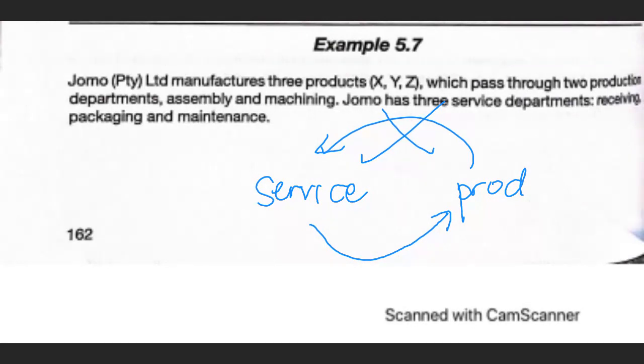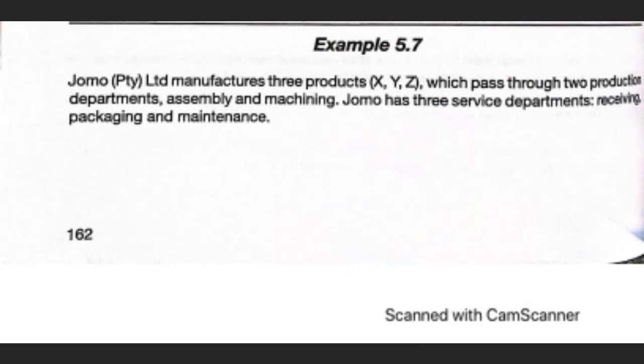So it's exactly the same thing that we're going to do here. So they say to you in example 5.7 in your textbook, Jomo Pty Limited manufactures three products, X, Y, and Z, which pass through two production departments, which are the assembling and the machining department. And they have three service departments, which are receiving, packaging, and maintenance. So three service departments, two production departments.